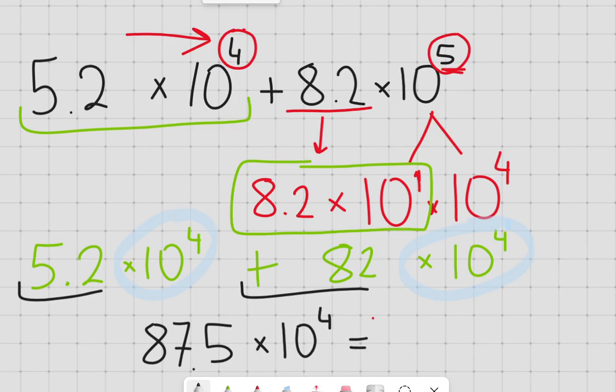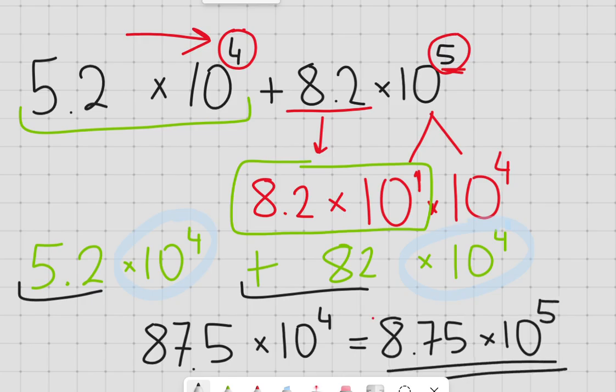Oh, but we have one last problem, one last step here. We need to fix this, to write 87.5 in scientific notation. So we all remember it by now. It's going to be 8.75, but then we raise the power to 5 again. That's it. This is the final answer.